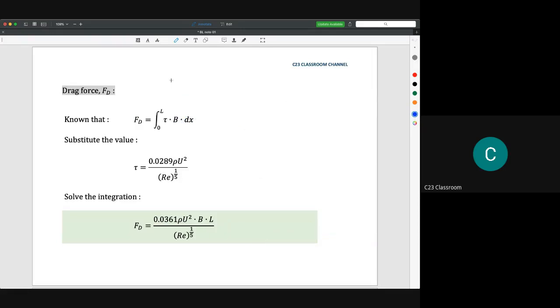Okay, so now we substitute the shear stress here by this equation that we get from the previous calculation. So we have B, we have X, so here dx. For the Reynolds number here, you expand it. So Reynolds number is equal to rho u x over mu. Okay, now we have X here, so you could integrate with dx here. And finally, you will get this term.